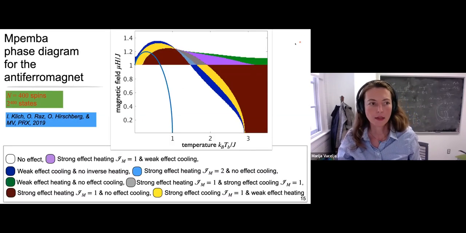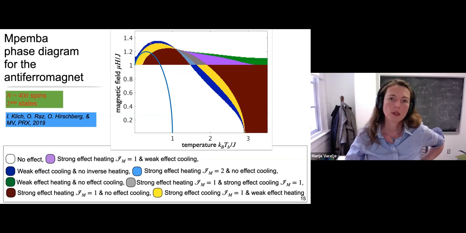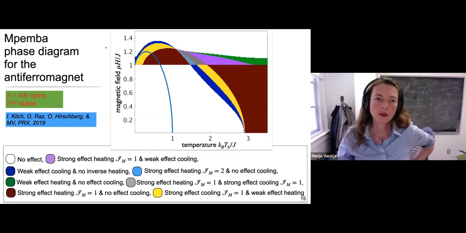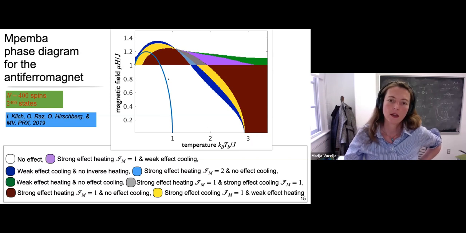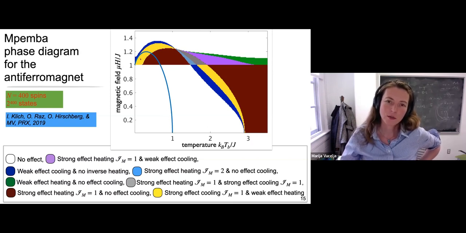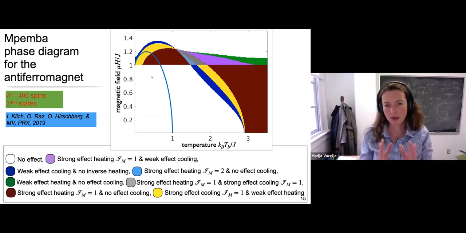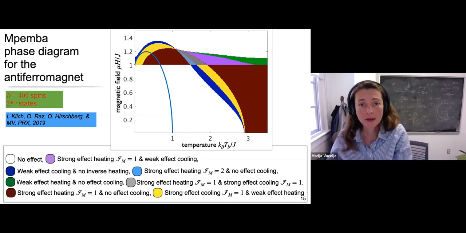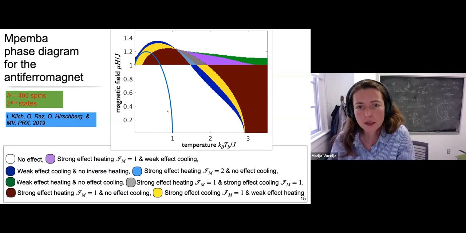Well, I have the effect. And this is, for example, for Glauber dynamics, for this mean field model, a phase space. I'm showing here the temperature of the bath, and here a magnetic field. And this is the transition line between an antiferromagnet and the paramagnet. So here my spins like to be checkerboard ordered antiferromagnetically. So this is a line of phase transition.